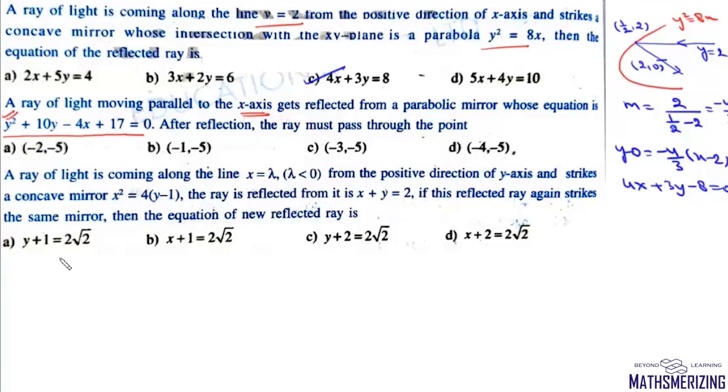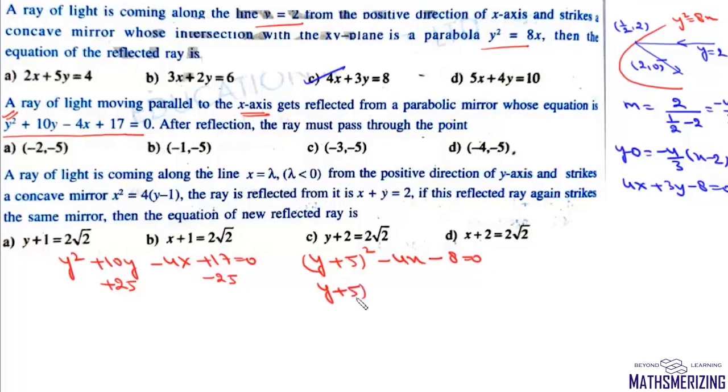So we can write this equation as y square plus 10y minus 4x plus 17 equals 0. Now we'll complete its perfect square. So we'll add 25 and we'll subtract 25. So we'll write this equation as y plus 5 whole square minus 4x minus 8 equals 0. So equation of this parabola is y plus 5 whole square equals 4 times x plus 2.